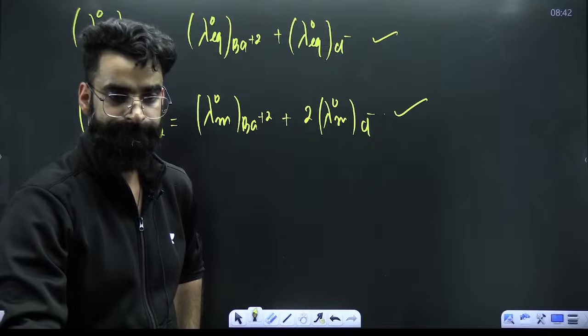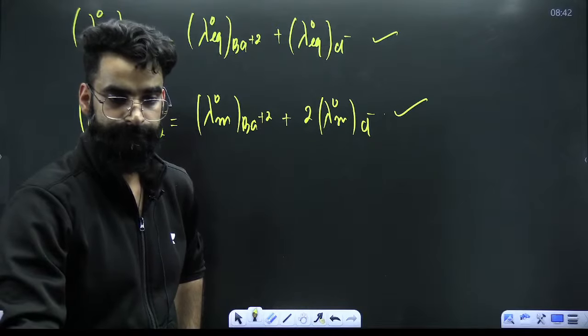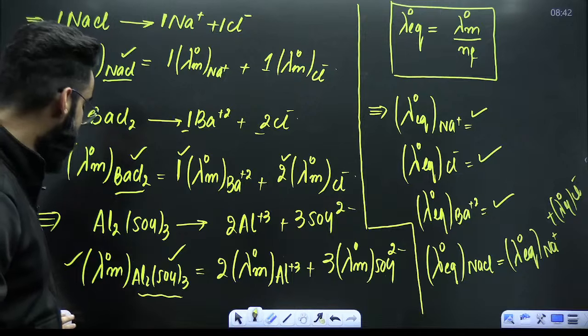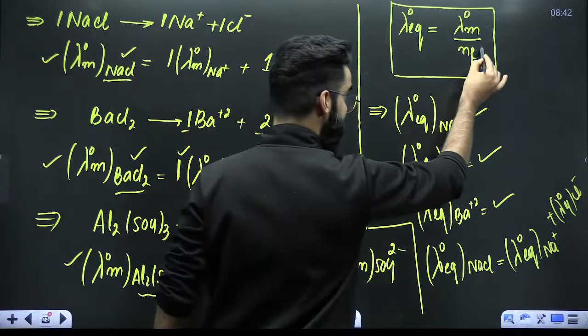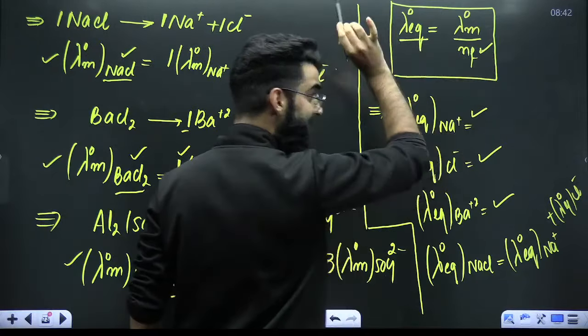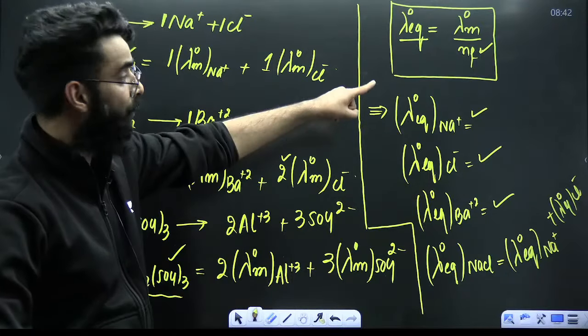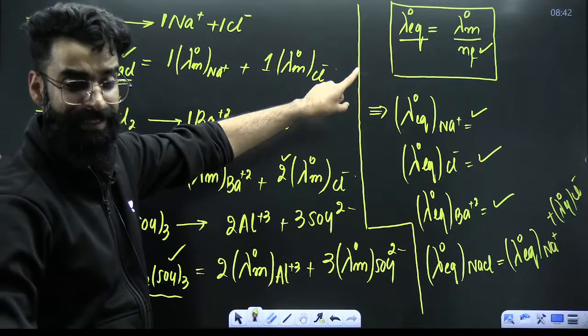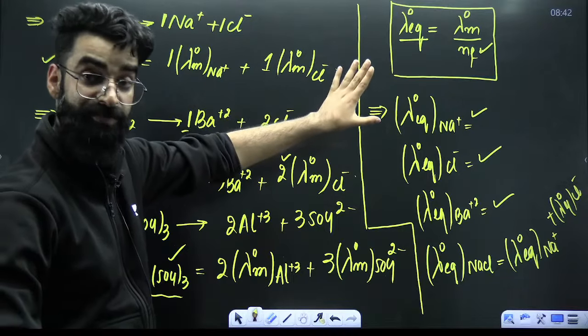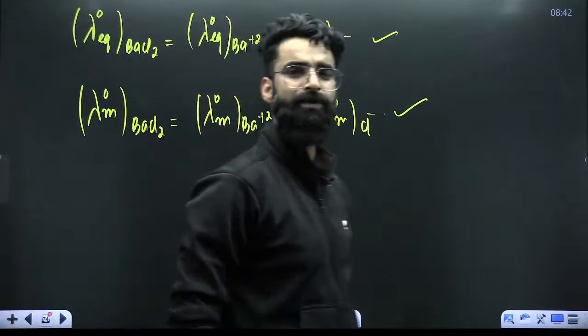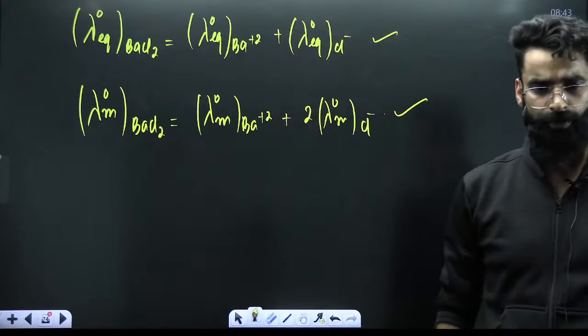Perfect, guys? And at the same time, if you directly know the molar conductivity at infinite dilution of an electrolyte, divide it with the n factor of the electrolyte, and you will get directly the equivalent conductivity of the same electrolyte at infinite dilution. One more important thing. All these things are very, very important, guys. These are very small things wherein the majority of the students make mistakes. Okay?